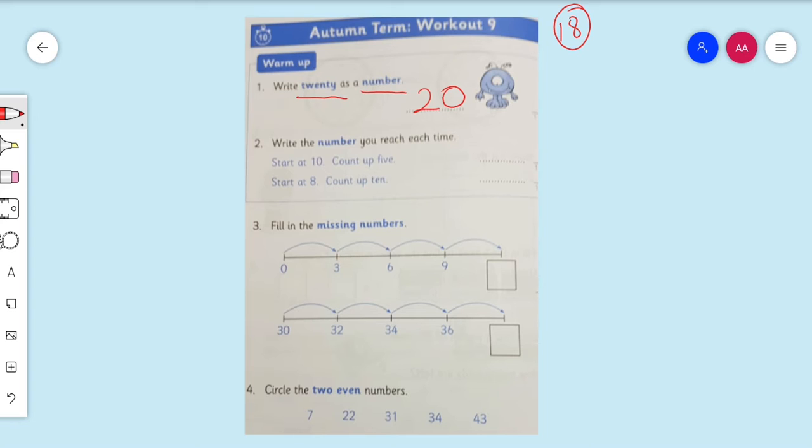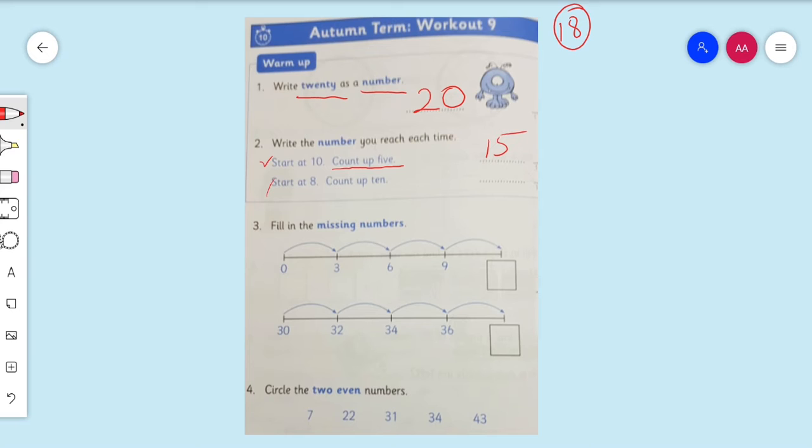Question number 2. Write the number you reach each time. First, start at 10 and count up 5. So from 10 we need to count 5 more. So 11, 12, 13, 14 and 15. So we reached 15.